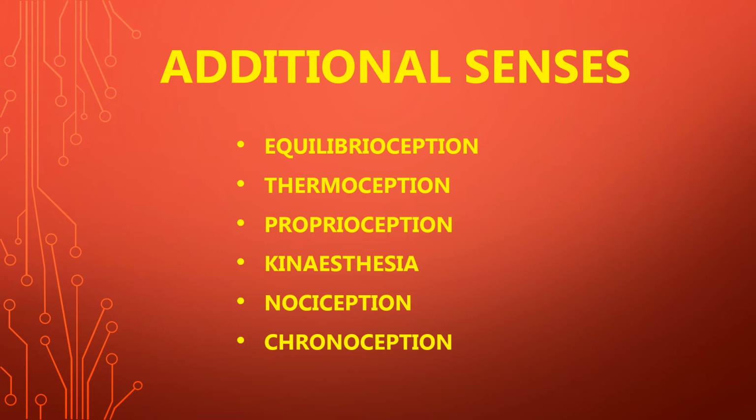Then chronoception. It refers to how the passage of time is perceived and experienced. This can refer to the lapse of time between the events or the duration of the event. So it is based on the time. It is connected to the time. It also plays a role in our natural rhythms like the circadian rhythm, that is our sleep pattern, and the human menstrual cycle. So these are the additional senses: equilibrioception, thermoception, proprioception, kinesthesia, nociception, and chronoception.